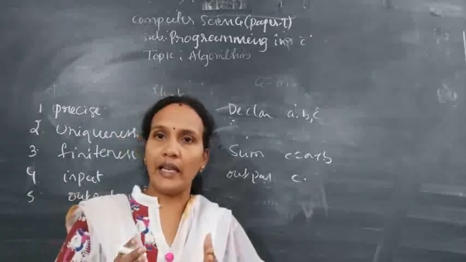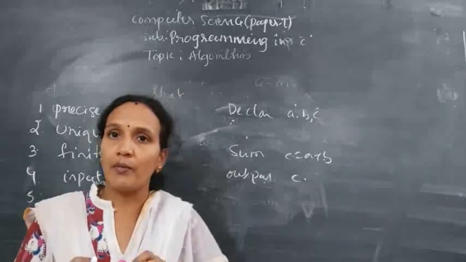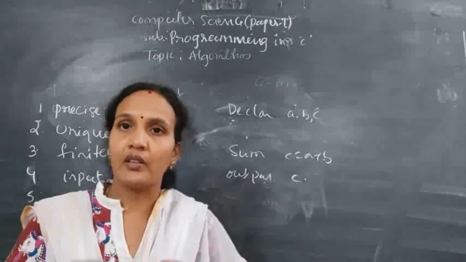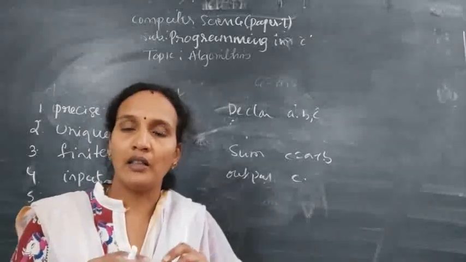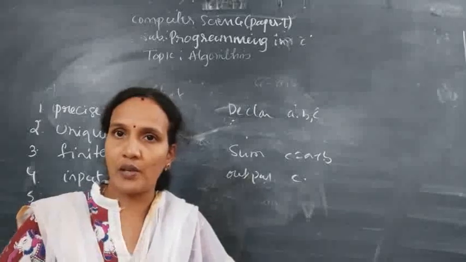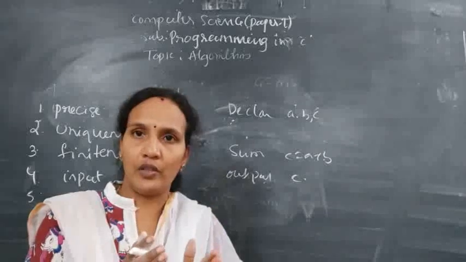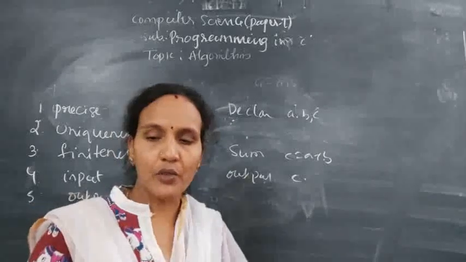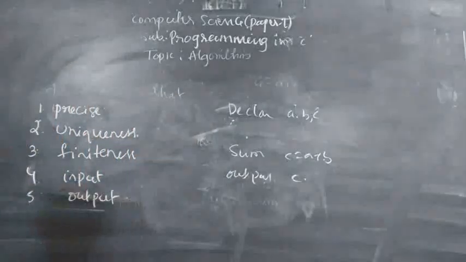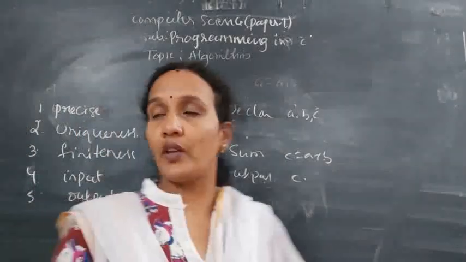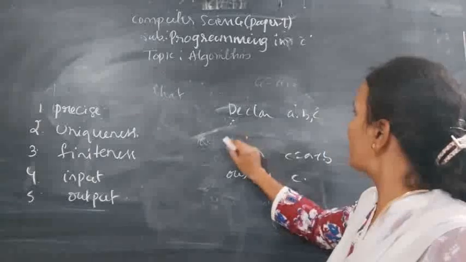There should not be any doubt or confusion. So whenever you are writing an algorithm, what is the basic characteristic? Whatever steps you are writing should be very clear and should have a sequence of steps. Everything should be clear. That is the first characteristic. Now come to uniqueness. See, each and every step here. Next, input.